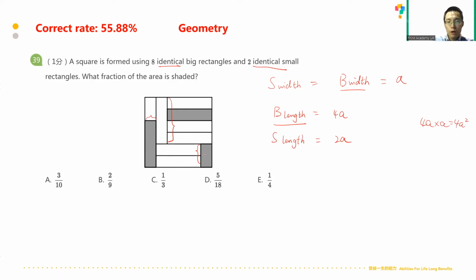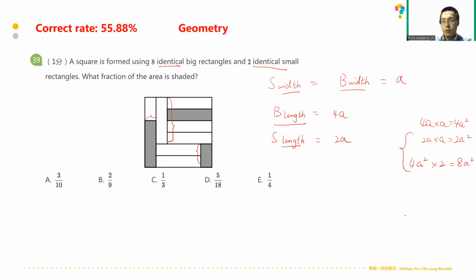And then for the small rectangle, we want to find this area. We can use length times width, and that will be A times 2A. So 2A times A will be 2A squared. And because we have 2 big rectangles, we need to times 2 to the 4A squared. So 4A squared times 2 will be 8A squared.